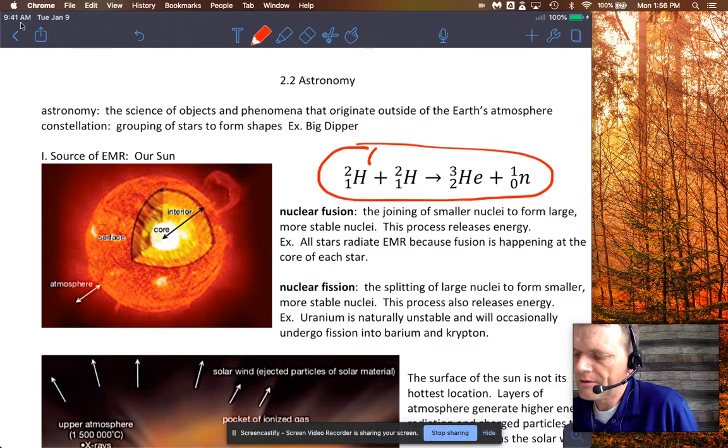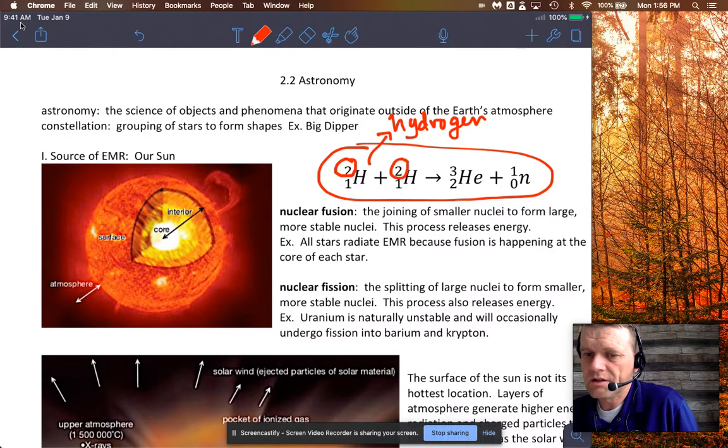H, of course, is hydrogen, and He is helium. And the top number is called the nucleon number. You don't have to really remember that per se, but it's the nucleon number because it's the number of protons and neutrons. Okay, so in this case, this is a helium atom. You have two helium atoms. They have one proton and one neutron each, which gives them a total of two nucleons. A nucleon is just whatever's in the nucleus.